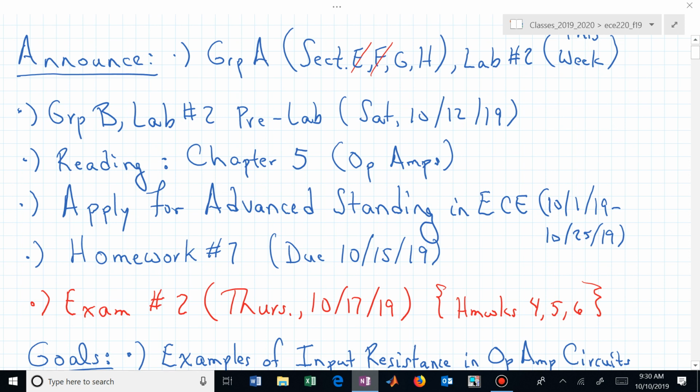Group A, last two sections are finishing up your labs today and tomorrow for lab number 2. That's sections G and H. Group B, or section I, your pre-lab for lab number 2 is due on Saturday. And everyone has a homework assignment due on Tuesday of next week, and we all have our second exam on Thursday.